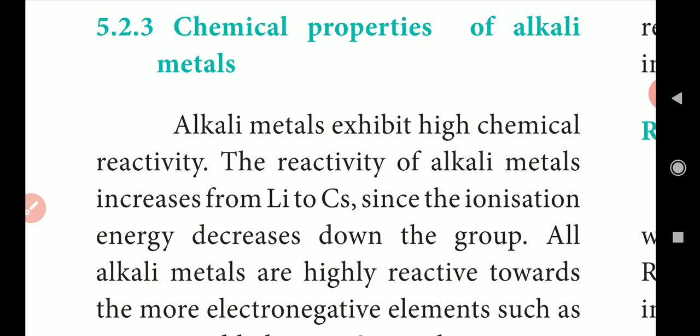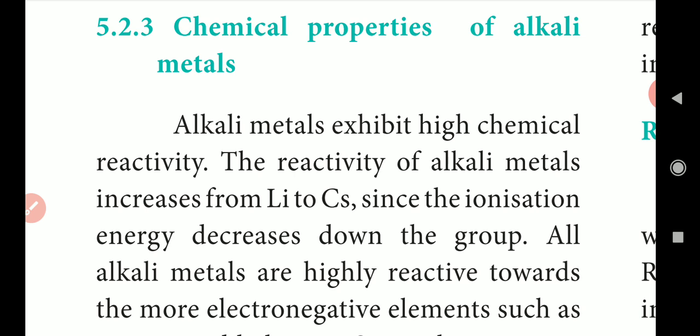What are the alkaline earth metals? Beryllium, magnesium, calcium, strontium, and so on. These are called alkaline earth metals. The first group and second group elements are called S block elements. The first group elements are alkali metals, and the second group elements are alkaline earth metals.